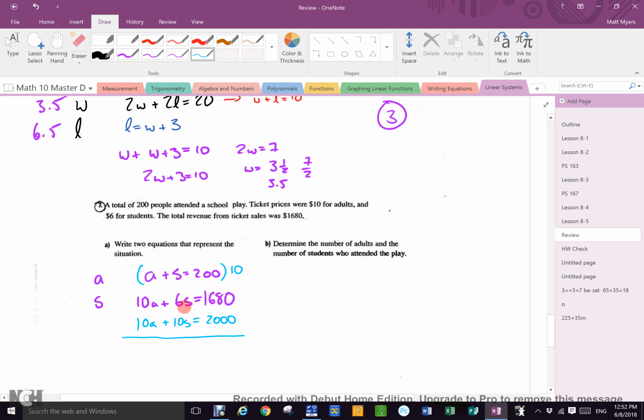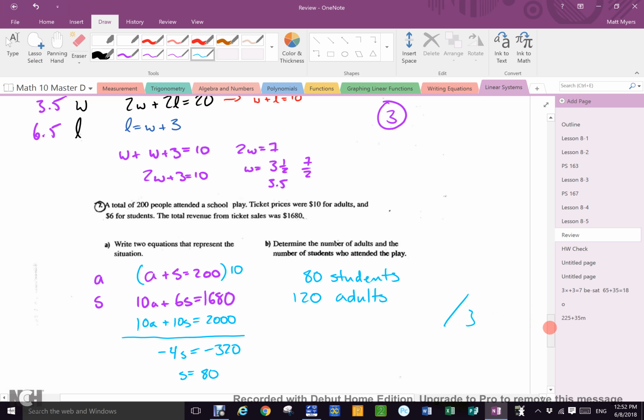Subtraction. 10 minus 10 is gone. 6 minus 10 is negative 4S. 1680 minus 2,000 is negative 320. S equals 80. How many students went to the play? 80 students. And you don't really need to plug it in because you knew it was 200 total. So how many adults? 120 adults.